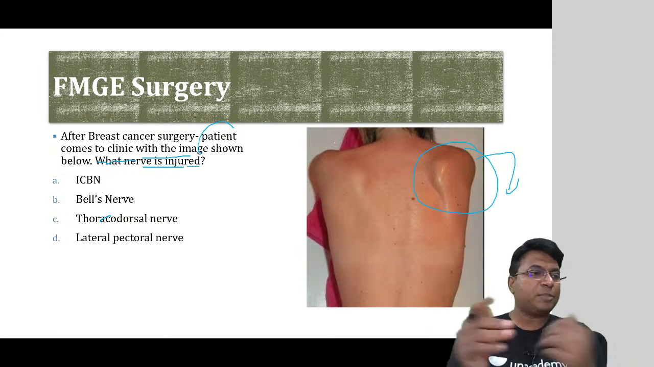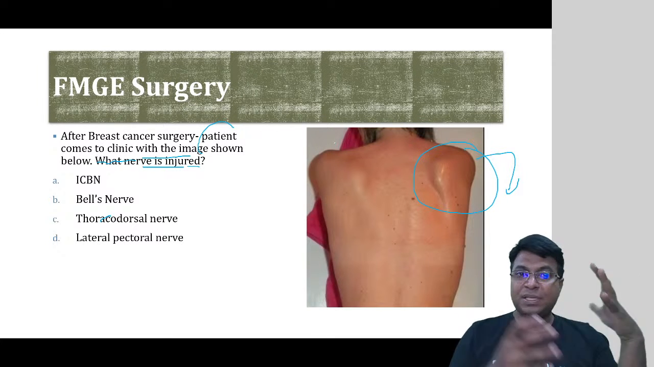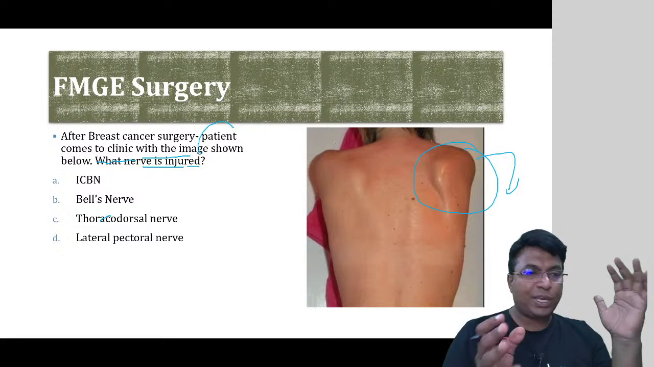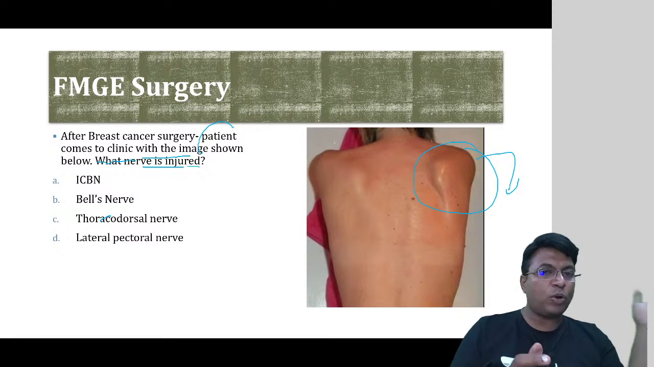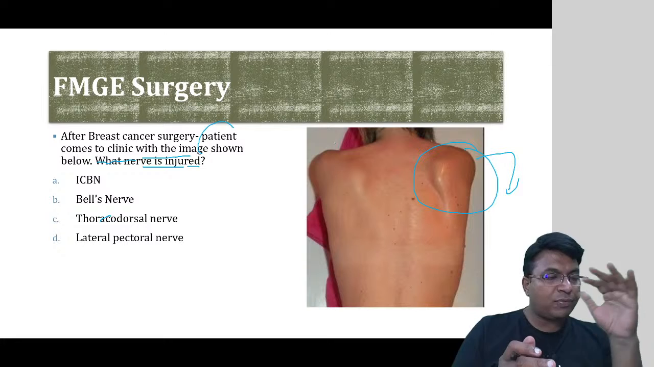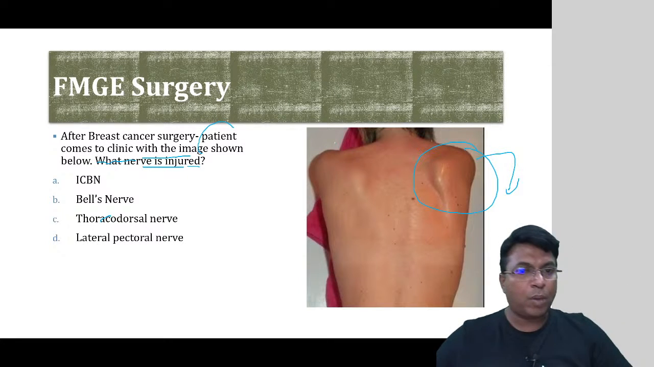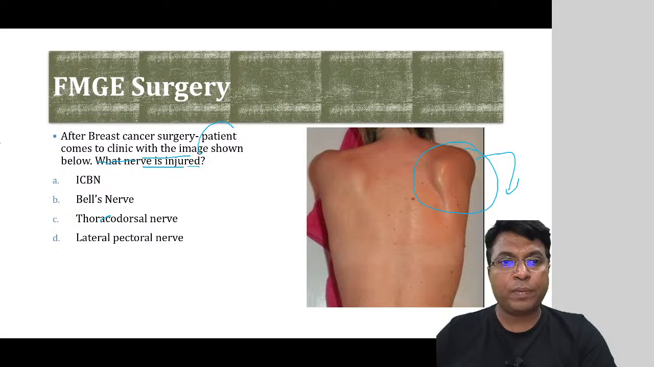So Phyllodes tumor only you can see on inspection like this. Fibroadenoma you cannot see on inspection. Fibroadenoma will be very small. Even if it is a giant fibroadenoma, it will not be visible like this. So whenever you see a huge breast, go for Phyllodes tumor. Fibroadenoma will not be that big in practice. Also the fibroadenoma will have a smooth surface. Phyllodes tumor will have a lobulated surface. Okay, lobulated surface.